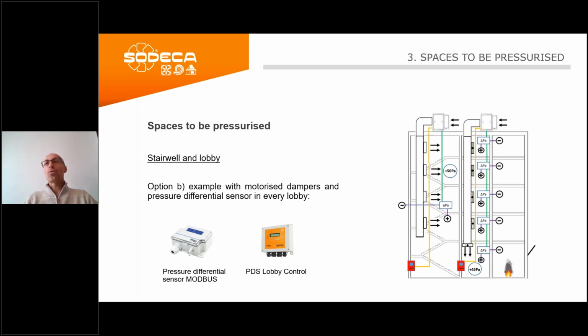In this case, we need motorized dampers at every level in the lobby. So in the event of a fire, only the motorized damper at the fire level will open and all the other motorized dampers will remain closed. We have these two pieces of equipment, this pressure differential sensor Modbus and this PDS lobby control, that are useful for pressurization of lobbies in order to control the level of overpressure between the lobby and the accommodation.